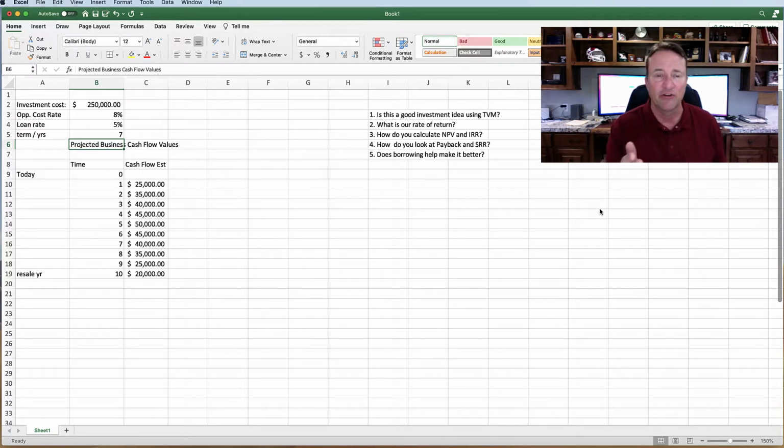So here's what we're going to do: answer these questions. Number 1, is this a good investment using time value of money? Number 2, what is our actual rate of return? Number 3, how do you calculate NPV and IRR, which is what helps us make those decisions? Number 4, we want to look at payback period and simple rate of return. Those are other ways that we do capital budgeting analysis, and I want to show you what those are and their limitations. And then finally, number 5, does borrowing make this better?